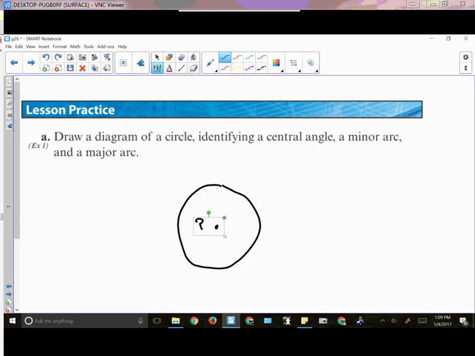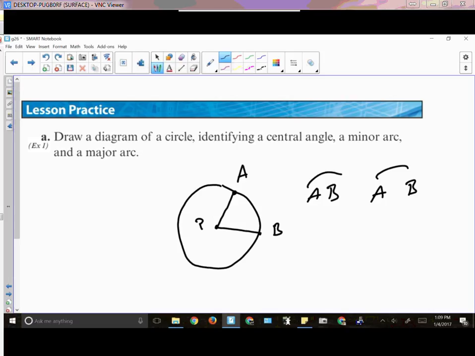So I need to have a minor arc and a major arc. So if I have a line that's going from here to here, and I call this point A. And if I go from here to here, and I call this point B, I would have arc AB, right? That doesn't help me out one bit, does it?